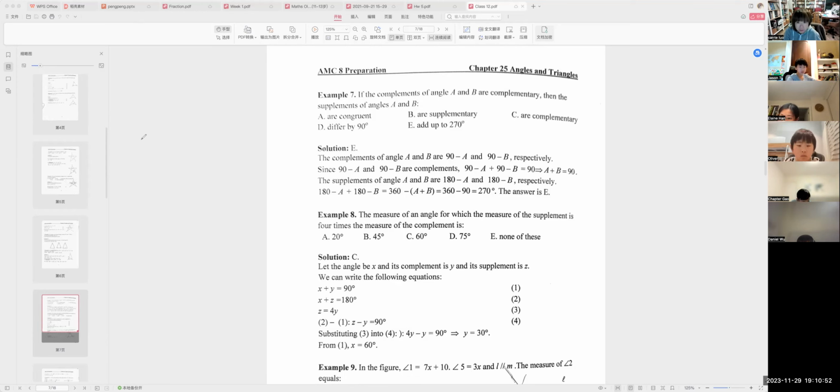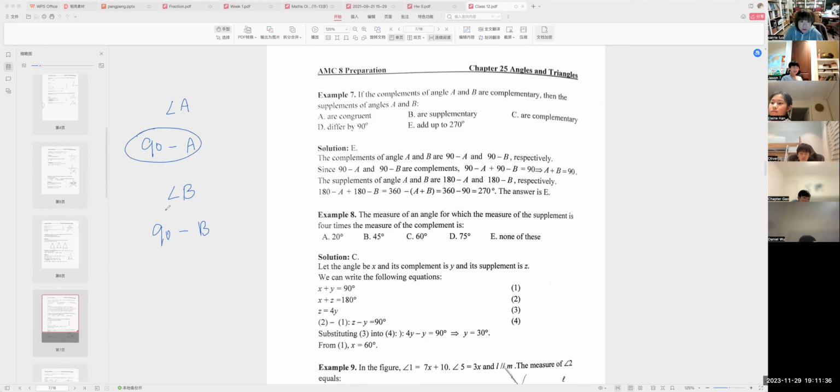If the complementary of angle A and angle B are complementary. What does this sentence mean? That means we have angle A, and the complementary angle of angle A is 90 degrees minus A, right? And we have angle B, and the complementary angle of angle B is 90 minus B. Get it, everybody? Jason, you attend class lying down like this? Is that right? OK?